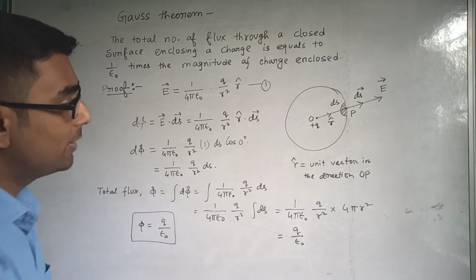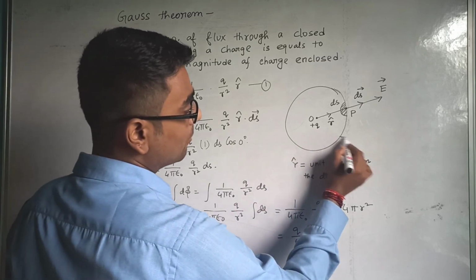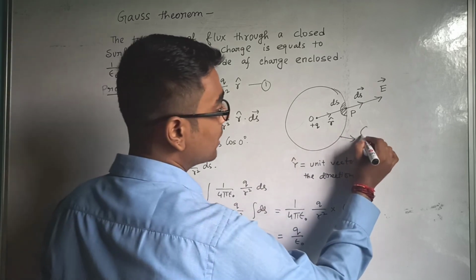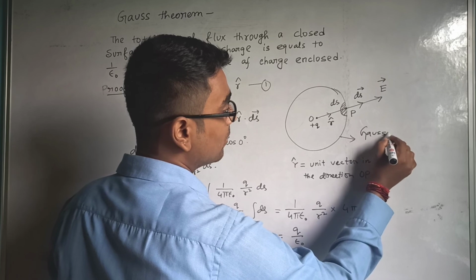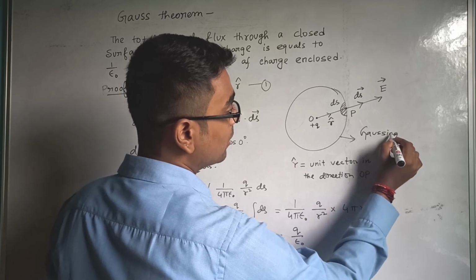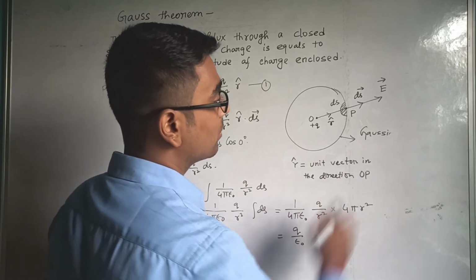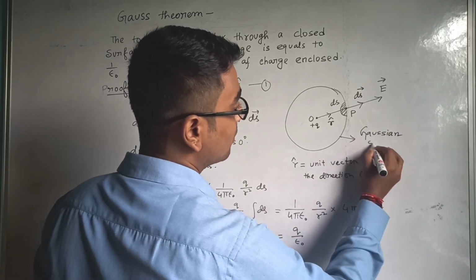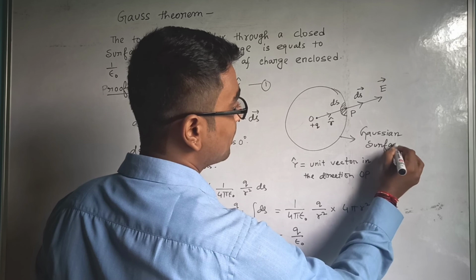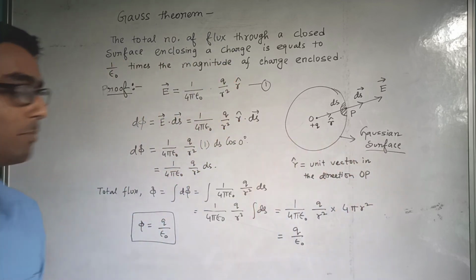And here one thing to note is that the surface which we have considered is termed a Gaussian surface.